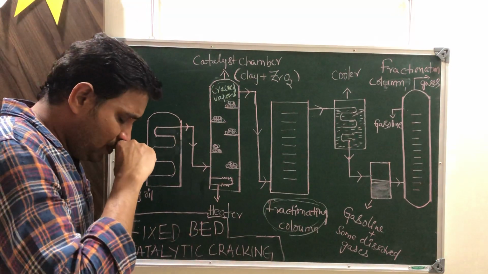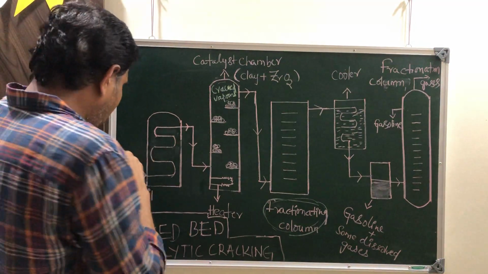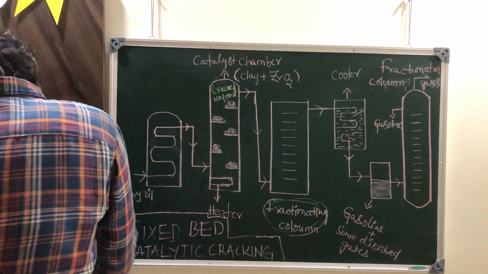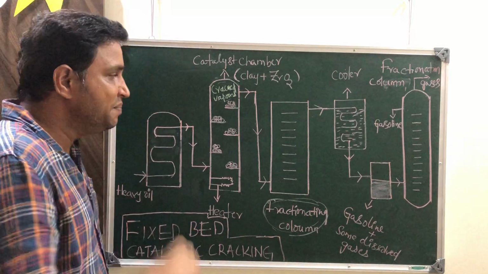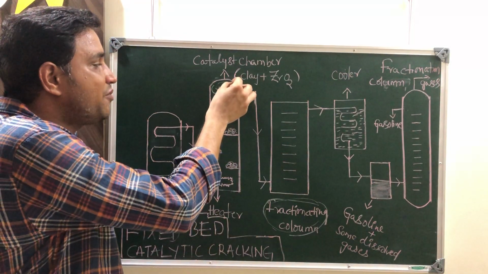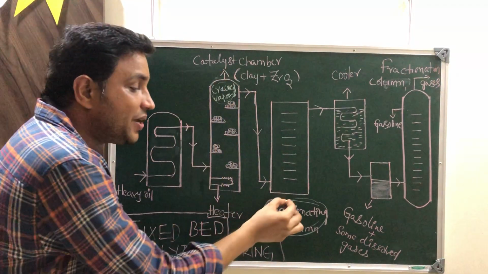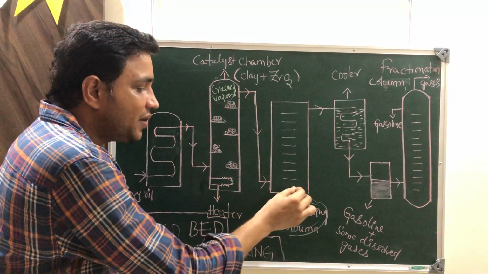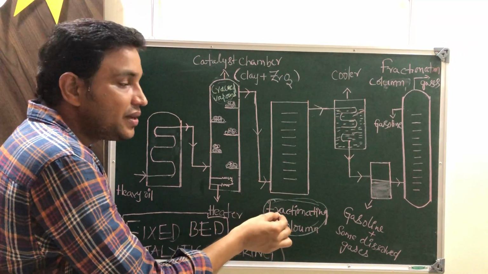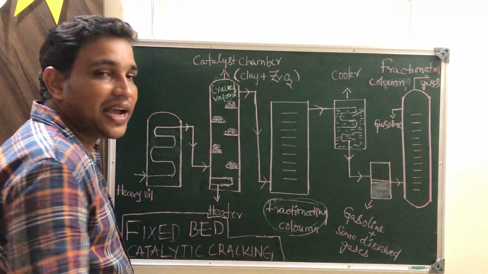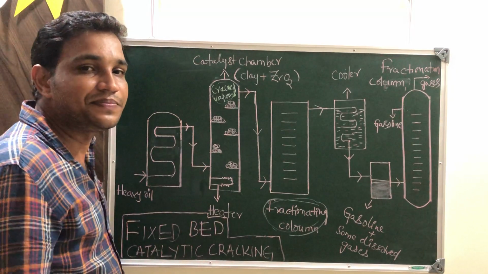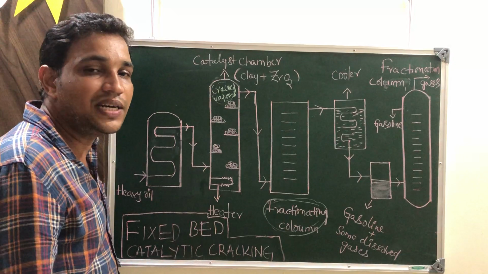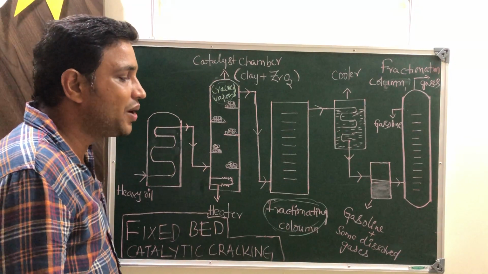So the working principle of fractionating column is to convert the formed cracked vapors into different fractions. So once the cracked vapors entered into fractionating column, they will become different fractions depending upon what? Depending upon their boiling points.